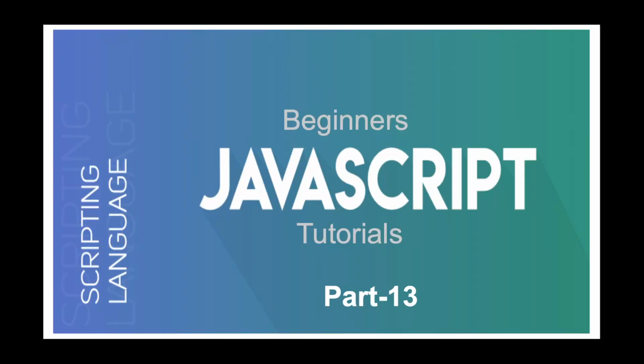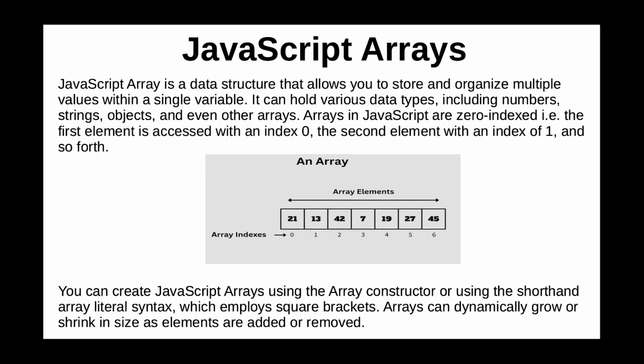So in this video we will discuss JavaScript arrays. A JavaScript array is a data structure that allows you to store and organize multiple values within a single variable. It can hold various data types including numbers, strings, objects and even other arrays.